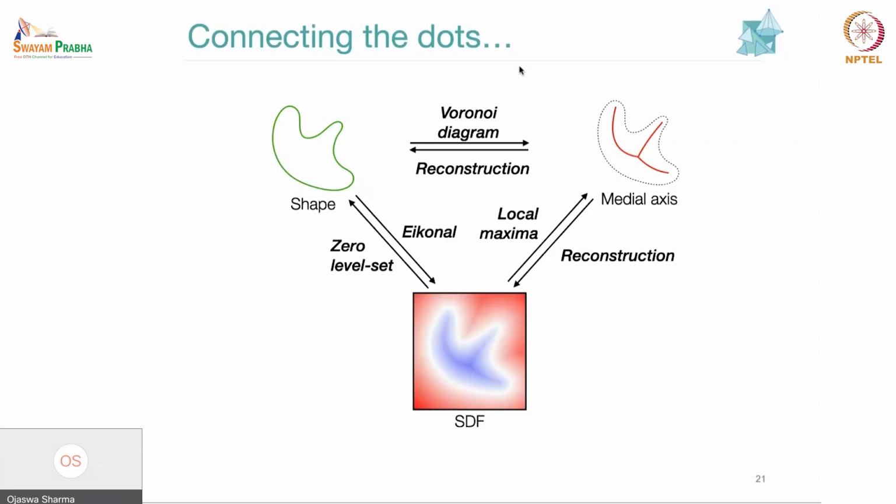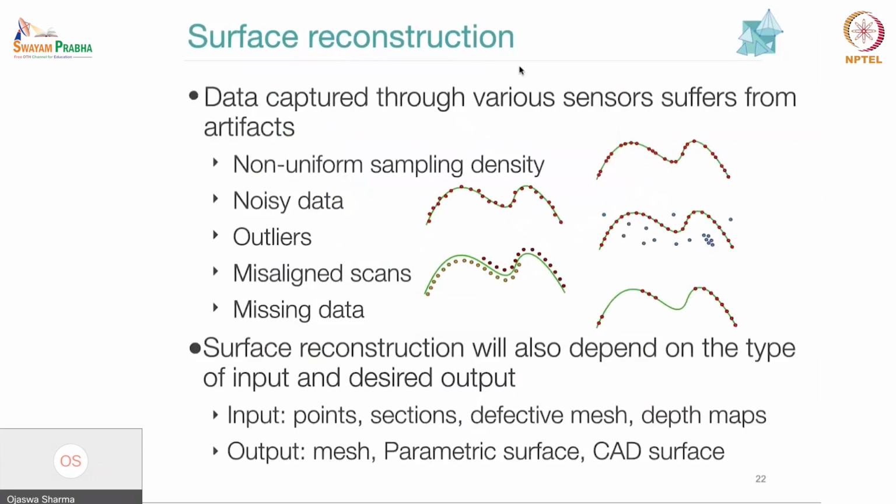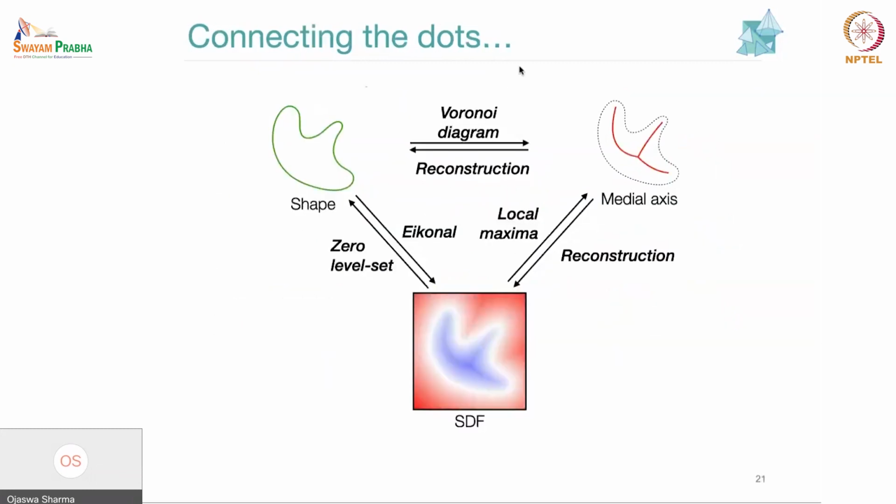So I think we now have the next topic of surface reconstruction, which is the last topic for today. But any questions till now on Voronoi diagram or Delaunay triangulation, or in general?